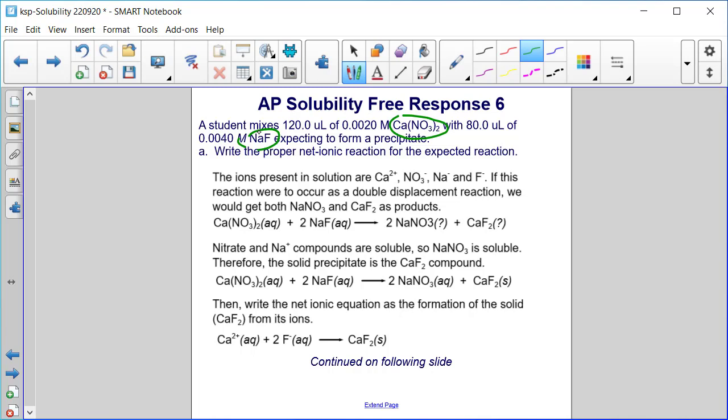Nitrate and sodium compounds are soluble, so sodium nitrate is soluble. So we show that as aqueous. And the solid precipitate is the calcium fluoride compound. Then write the net ionic equation as the formation of the solid calcium fluoride from its ions. So sodium and nitrate are both spectators. We end up with a solid reaction between calcium and fluoride to produce calcium fluoride solid.